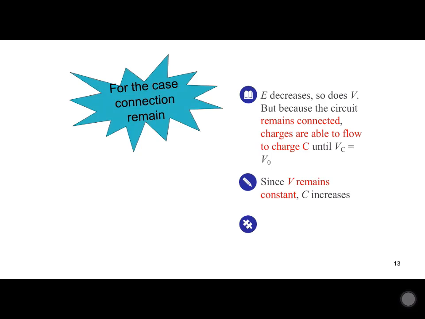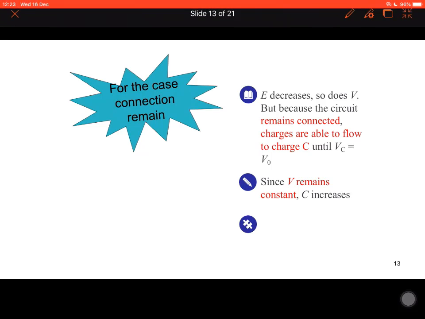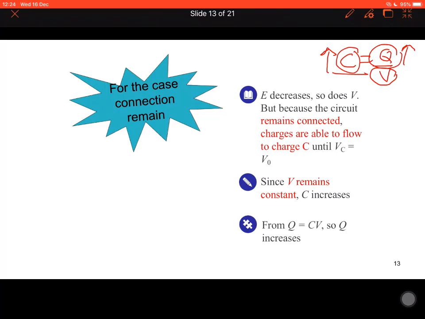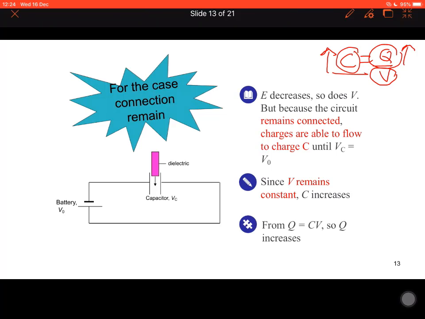Since our voltage remains constant, our capacitance will increase because we have C equals Q over V, and therefore when V is constant, the capacitance only depends on charge. And when the circuit is always connected to the battery, charge will always flow, and therefore we can increase the capacitance. So this is how the capacitor behaves when it is always connected to the battery.